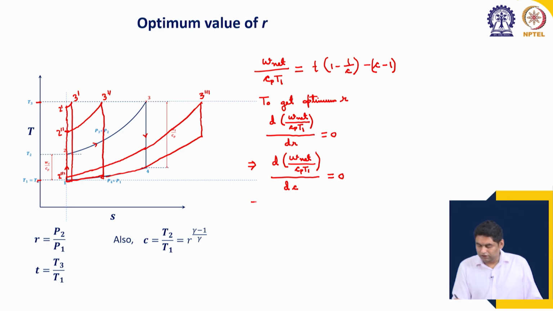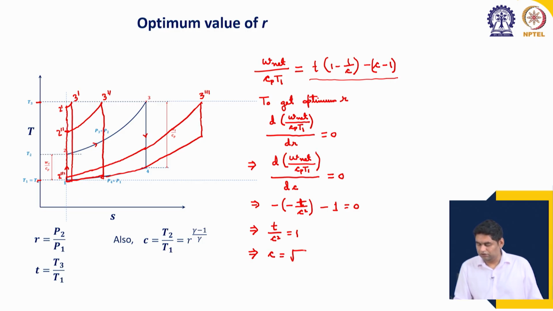Okay. So, we can take d W net by CPT1 dC equal to 0. Now, using this expression, we see that the derivative of this with respect to C will give us minus of minus 1 by C square. Okay, T is there. So, this will be T by C square, and then minus 1. So, this is equal to 0, which means that T by C square is equal to 1, which means that C is equal to root T. Okay. C is equal to root T.